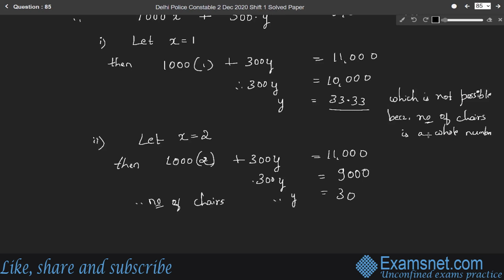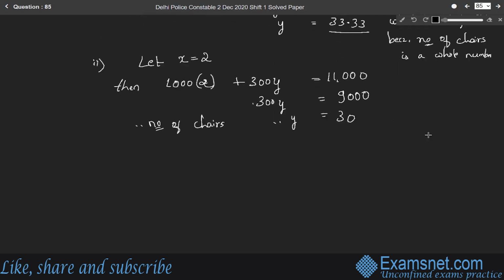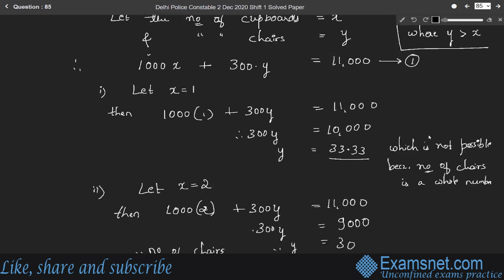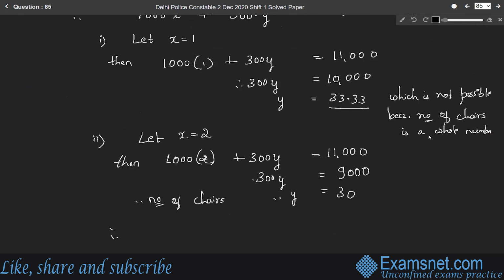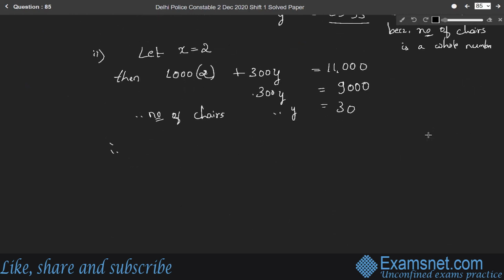So, maximum number of chairs can be 30. Therefore, what is asked in the question? The ratio of number of cupboards to that of chairs. Therefore, X is to Y.